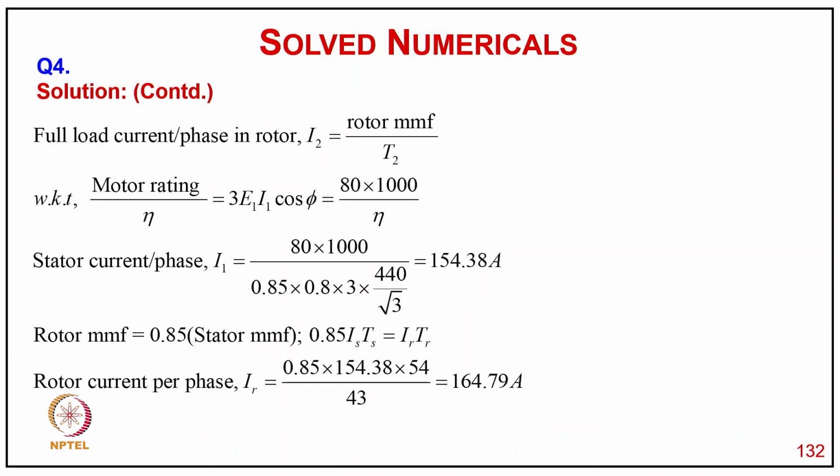Now the full load current in rotor, I2, equals rotor MF upon T2. With respect to the motor rating, that's on efficiency, eta, I1 cos phi 1, so 80 into 1000 by eta. So the current in the stator will be 154.38, and the rotor MF is 85% of the stator MF. Putting this value, the rotor current comes to 164.79 ampere.